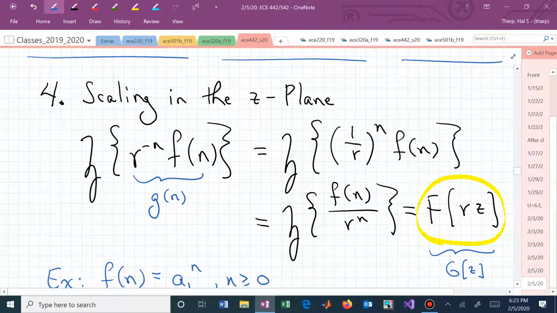G of z is going to be capital F of z with z's everywhere replaced with little r z. So we're scaling the original z. That's the reason for the title on that property, scaling in the z-plane. We're scaling the z variable in the original transform expression by little r. I'm not sure if that helps, but you might just go home and look at it.